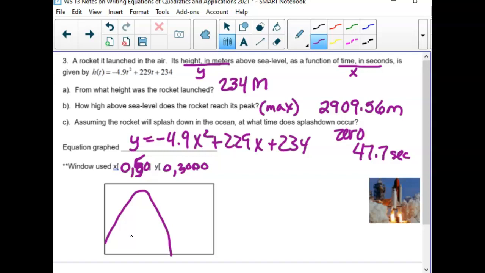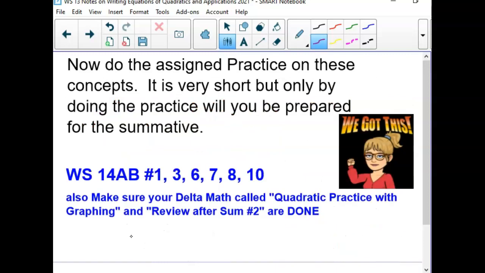All right. So the practice tonight is worksheet 14. Turn to the last page of your packet and circle numbers 1, 3, 6, 7, 8, and 10.